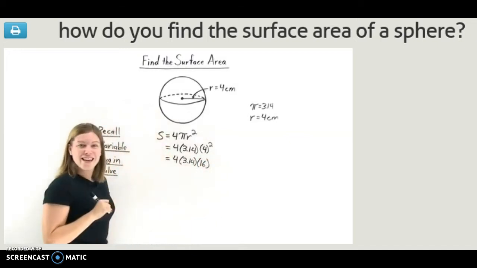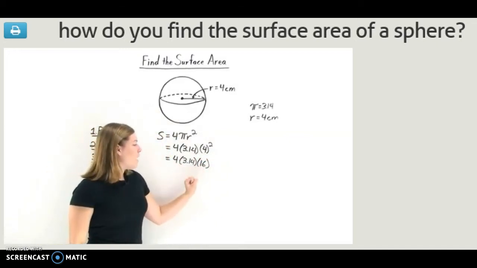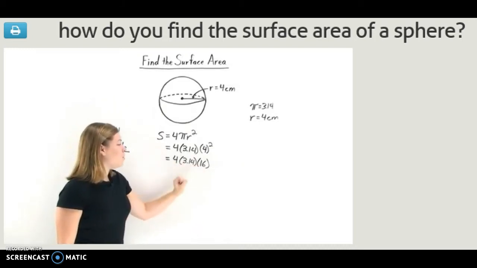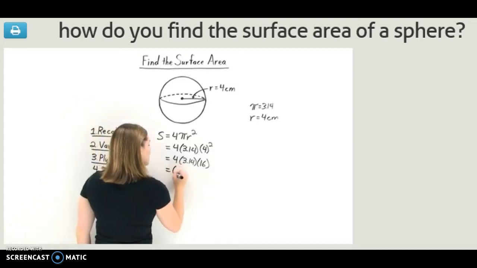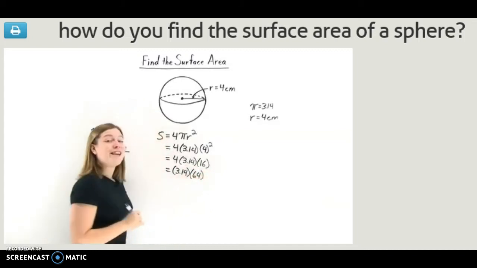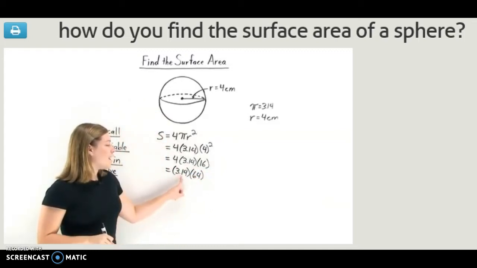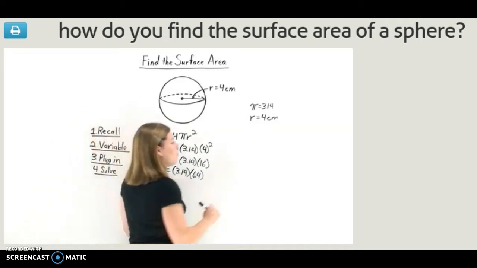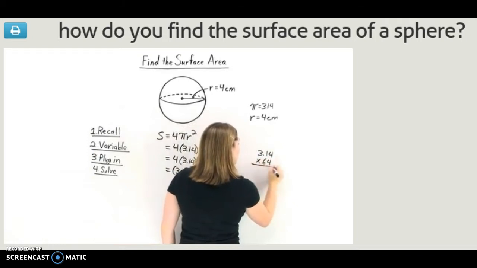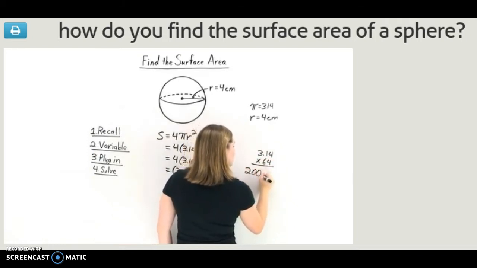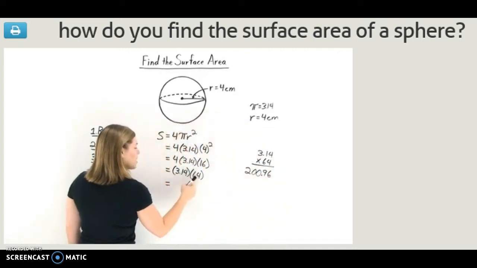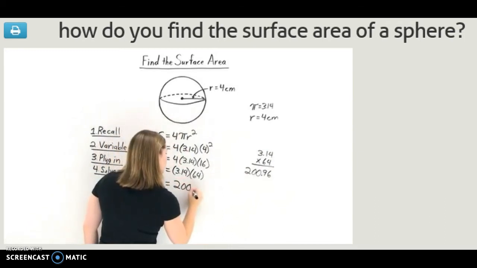So we'll get 16. Now we're multiplying throughout, and multiplication is commutative. So, let's multiply these two integers together, 4 and 16. When we do that, we get 64. Now, to get our surface area, we need to multiply these two numbers together. So, we need to take 3.14 times 64. When we do that, we get this value, 200.96. So, 3.14 times 64 is 200.96.